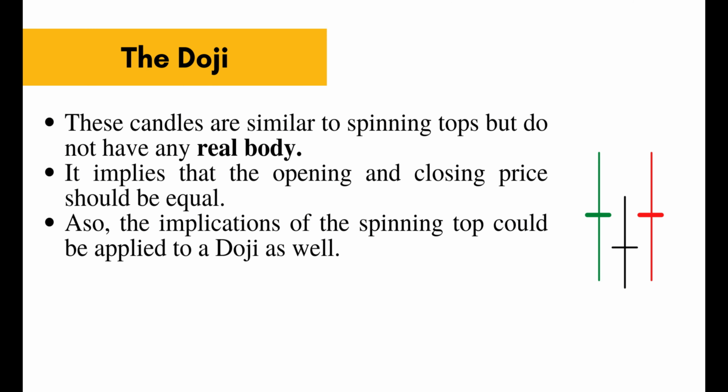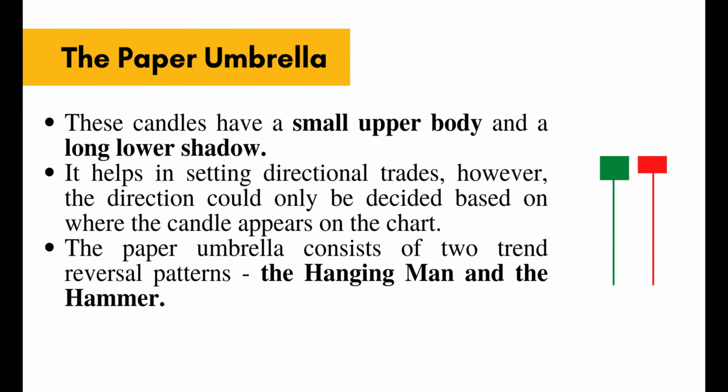The doji is very similar to the spinning top, but unlike it, the doji does not have any real body, which means that a doji is formed when the opening and closing prices are equal. We will not go into much detail with the doji as the concepts of the spinning top apply to it as well. Let's move on to our next pattern, that is the paper umbrella.